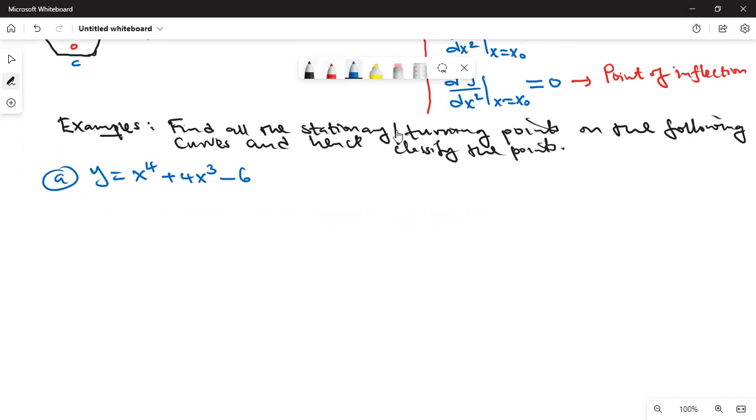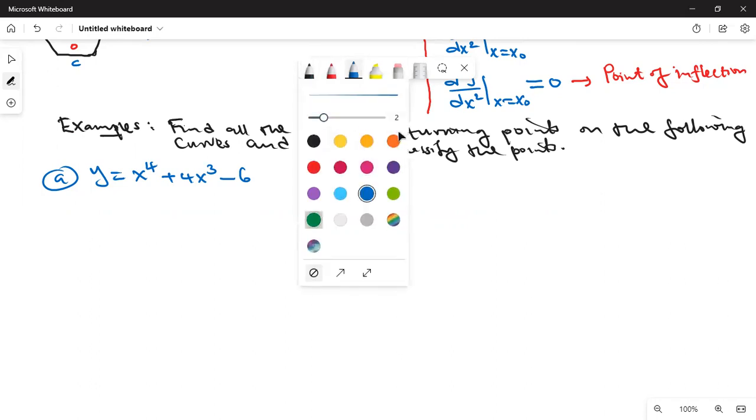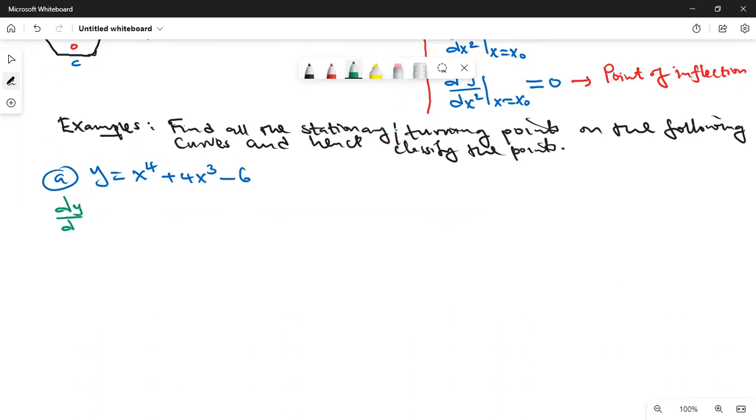So as usual, let us find dy/dx. So the solution: you need to find dy/dx, which is equal to 4x cubed plus 12x squared. Also find d squared y/dx squared because we'll also need it. When you differentiate the first derivative, you'll get 12x squared plus 24x.